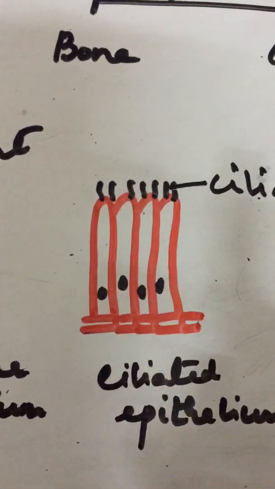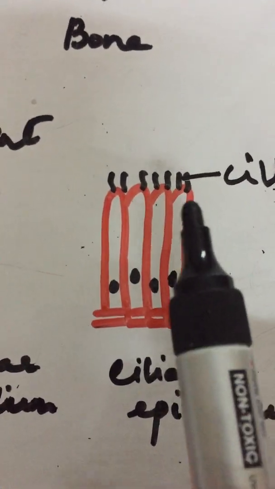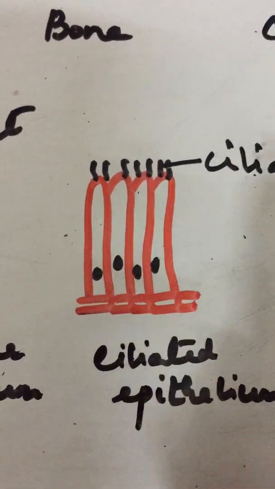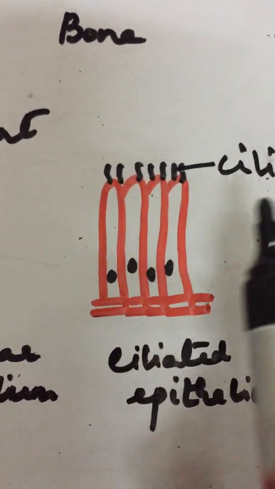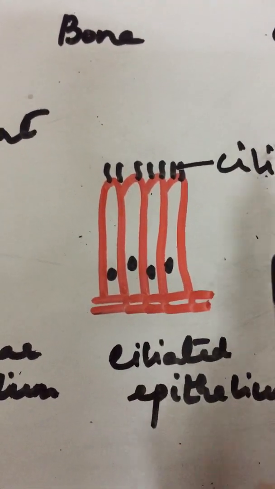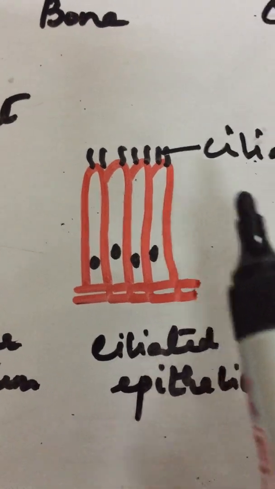Where is it present? It is present in the inner lining of trachea or windpipe. Remember the location. And function is cilia keep moving in a rhythmic manner or in a lashing manner and move away or drive out any dust particles or germs which try to enter into the trachea.